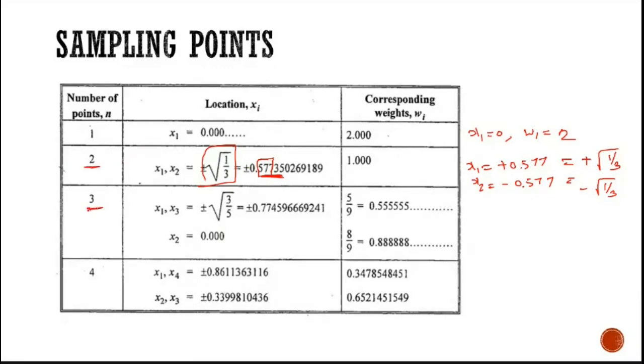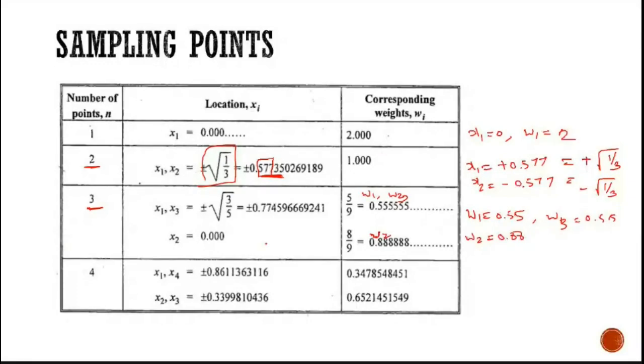When n is equal to 3, x1 is plus root 3 by 5, x2 is 0, x3 is minus root 3 by 5. Similarly w1 is 0.55, w2 is 0.88, and w3 is also 0.55. So w1 and w3 are related to x1 and x3, and w2 is for x2. So these are your terms.